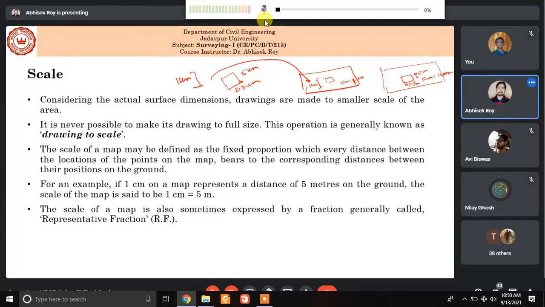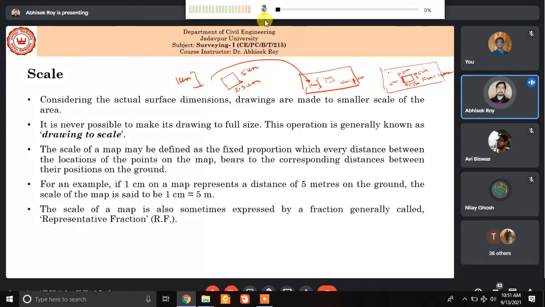Although in the drawing paper, the actual millimeter measurements which you have drawn here are basically 5 centimeter and 2.5 centimeter. So basically 5 centimeter is representing 5 kilometer and 2.5 centimeter is representing 2.5 kilometer.